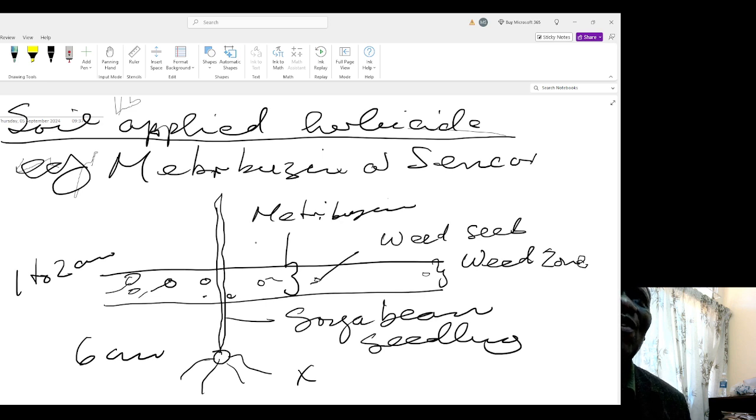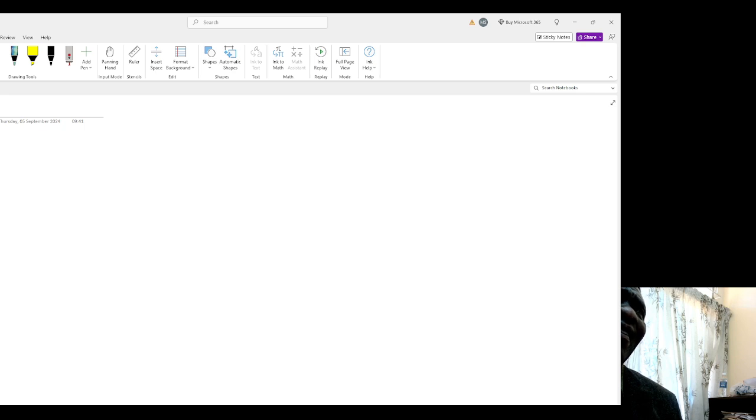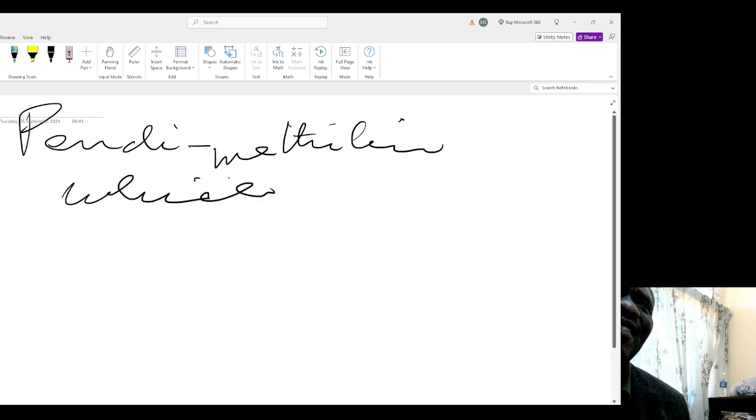Here we are exploiting what is known as the low solubility of metribuzin. The other herbicide with low solubility is known as pendimethalin, which can be used in maize.